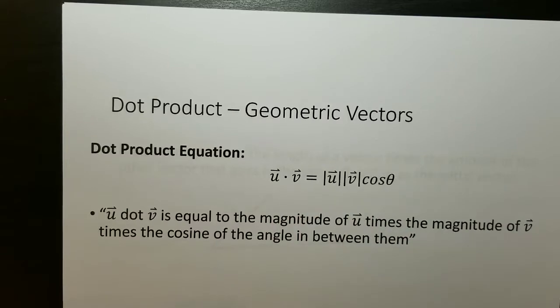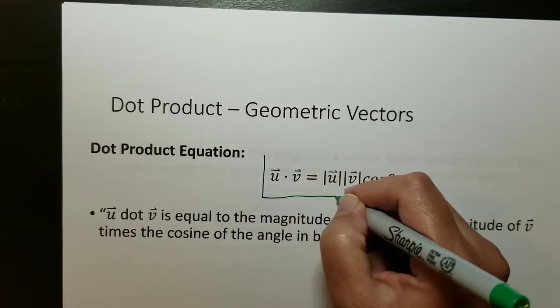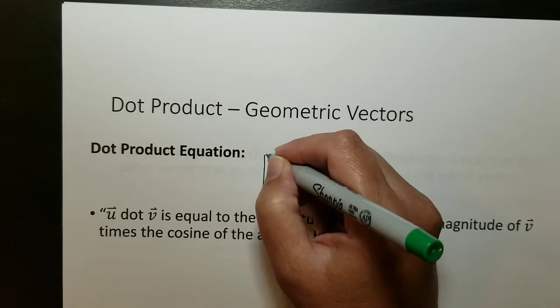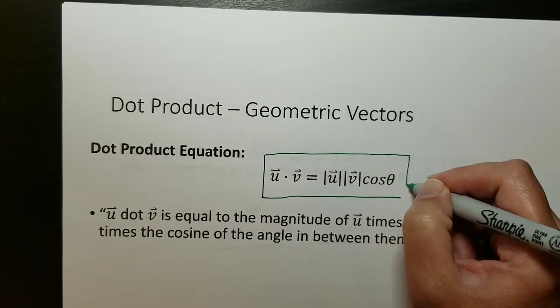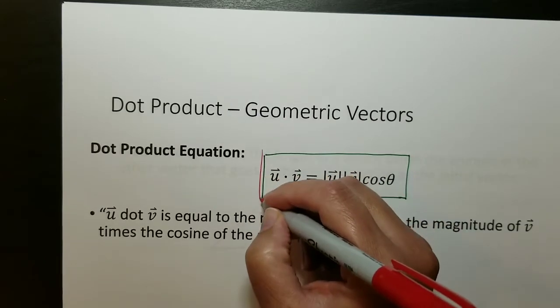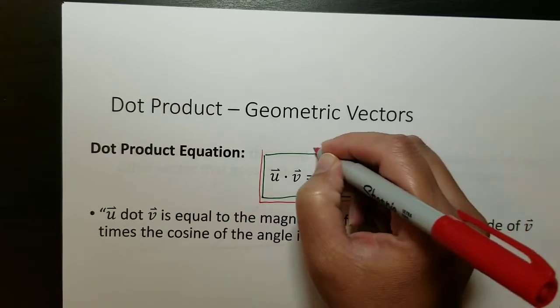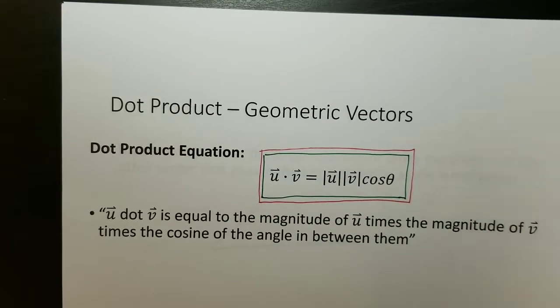Again, it's very important to have this equation. You will need to memorize this one. So u dot v is the magnitude of u times the magnitude of v times the cosine of theta, where theta is the angle in between them. That is a super important equation. Write that one down, put some stars on it, memorize that for sure.